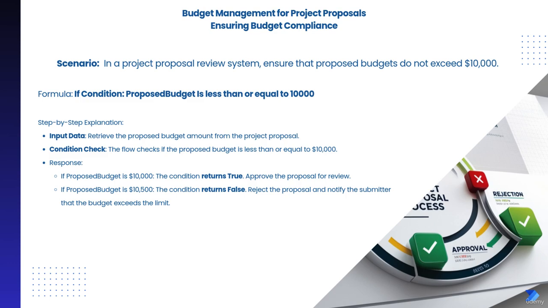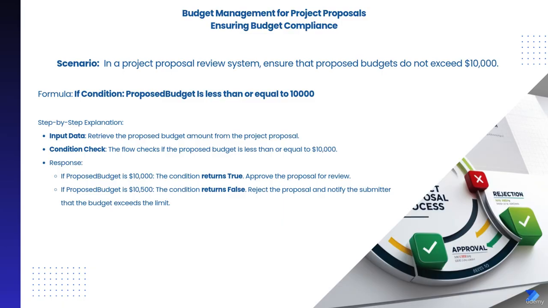Step-by-step explanation. Input data. Retrieve the proposed budget amount from the project proposal. Condition check. The flow checks if the proposed budget is less than or equal to $10,000. Response. If the proposed budget is $10,000, the condition returns true. Approve the proposal for review.